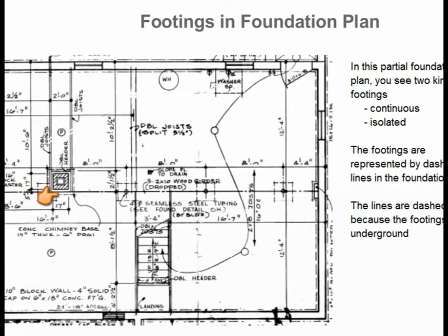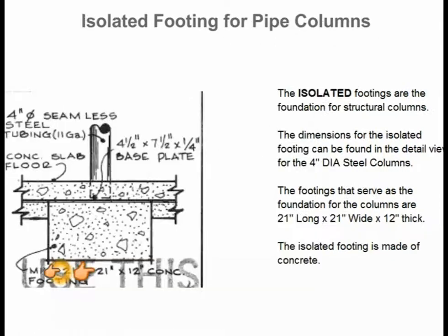The next footings to be installed will be the footings that are under the 4-inch diameter pipe columns. These are what are called isolated footings. The dimensions for the footings under the pipe columns are 21 inches long by 21 inches wide by 12 inches thick. This footing is made of concrete.